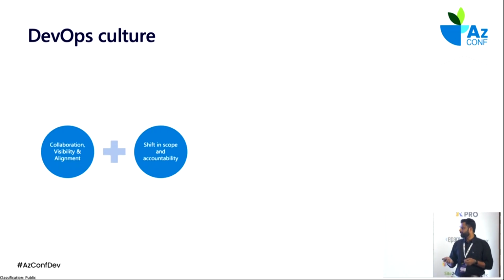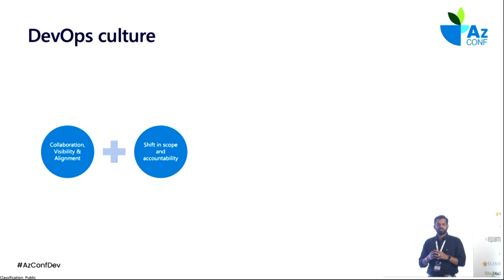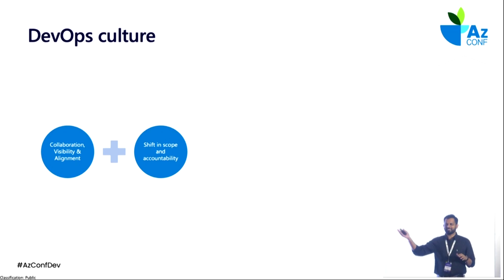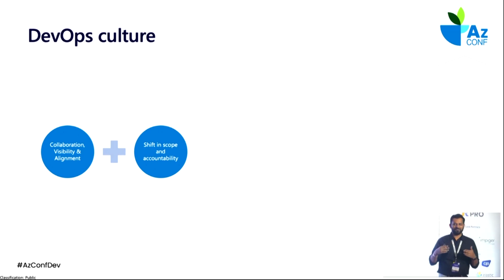And once you have the alignment, next is around the shift in scope and accountability. So what we mean by this is performance. Okay, how many of you think about performance when you develop an application? Typically, it's an afterthought, right? First, let's get it working, let it ship, and then we'll see whether it is really performing or not, right? That's how typically we all work. So that's where the shift in the mindset is needed, right?